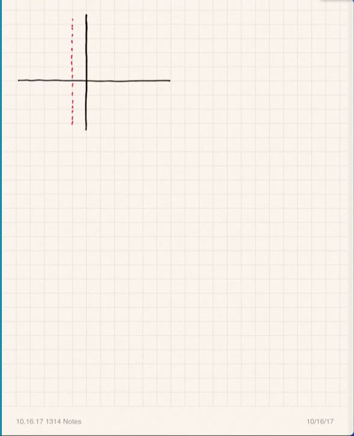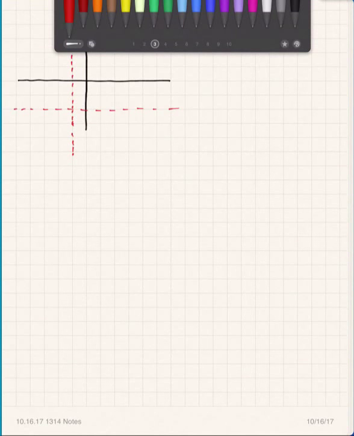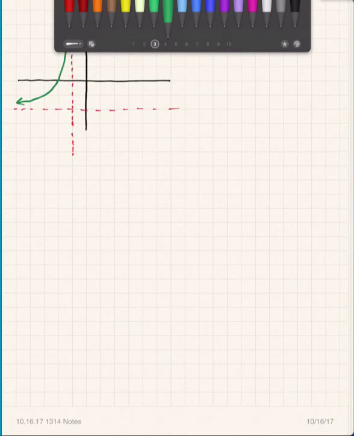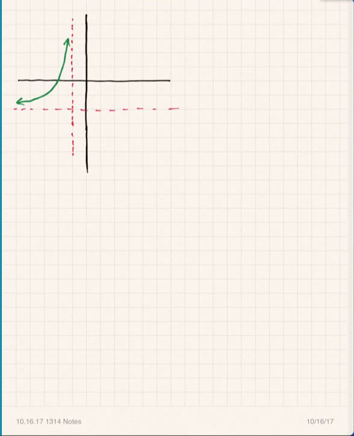Okay, so let's say we have a vertical asymptote located right there. We have a horizontal asymptote located right here. And we have a graph that looks like this. I'm going to sketch this in green so it looks a little bit different. Let's say we have a graph that comes up this way. We have one branch sitting right there, and then we have another branch sitting down here like this.